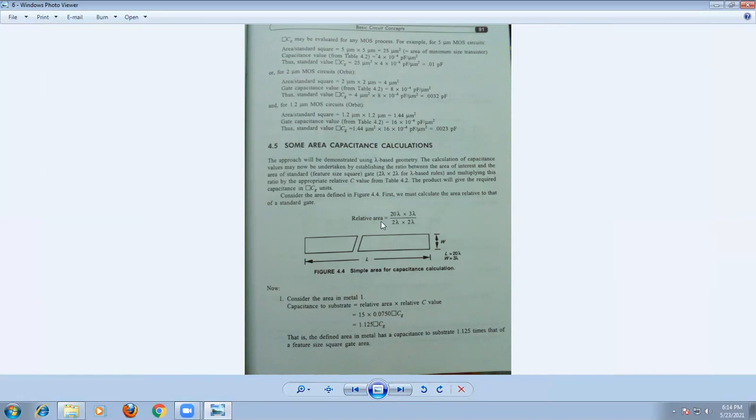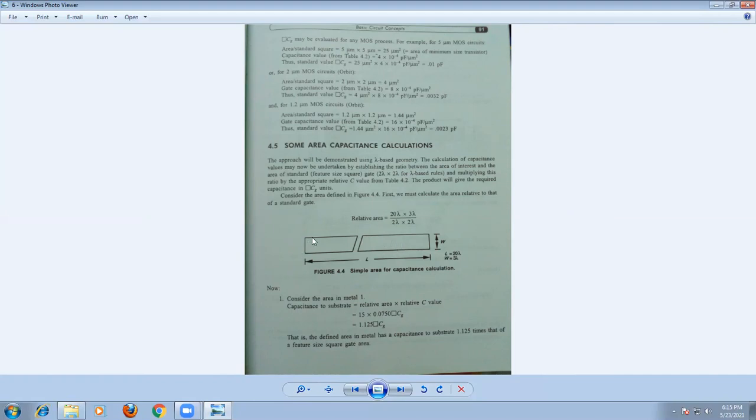So what is the relative area here? How to calculate the relative area? Basically, area is nothing but length into width. But we require the relative area. How to find the relative value? The actual value divided by the standard value. What is the standard value? That is the feature size value.